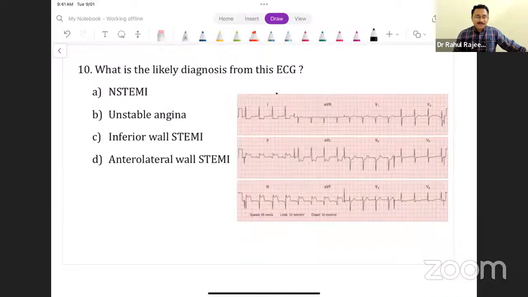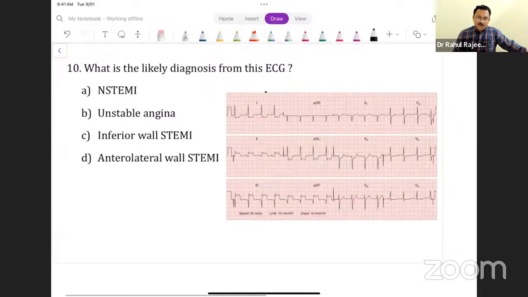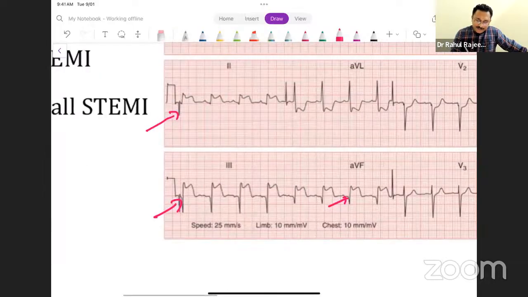Now, coming to question number 10, what is a likely diagnosis from this ECG? Is it NSTEMI, unstable angina, inferior wall ST elevation MI, or anterolateral wall ST elevation MI? Now, for the first time in these 10 questions, I am looking at ST segment elevation. I can see in lead 2, lead 3 and lead AVF that there is definitely an ST segment elevation.